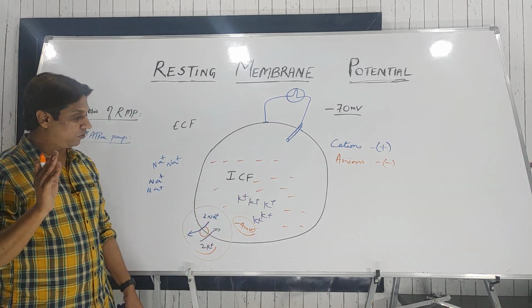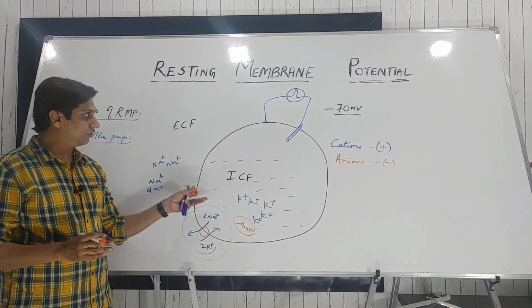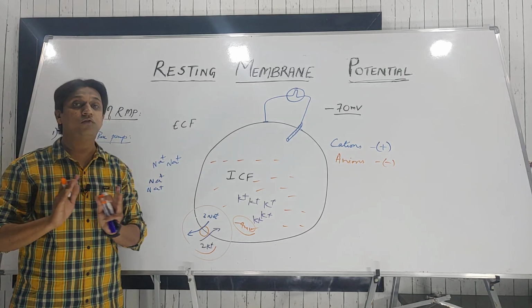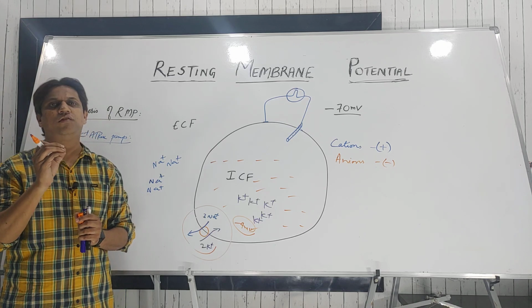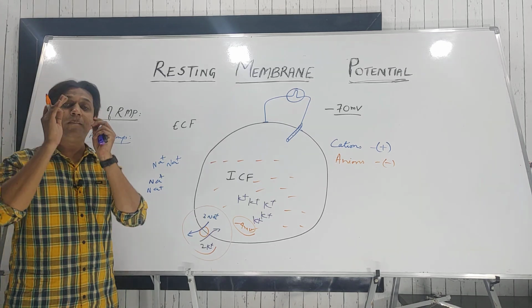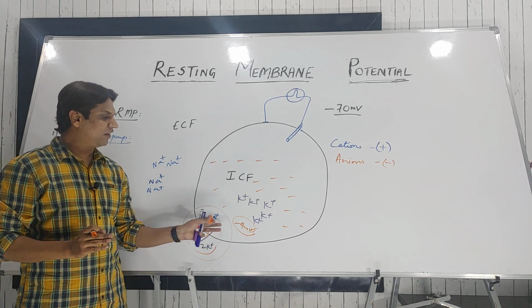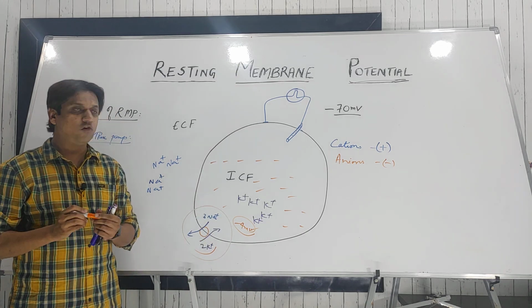Remember, most students think that the resting membrane potential is mainly due to the sodium potassium pump. No, it has a minor role in the genesis of the resting membrane potential, but it is not the main reason. It will just generate a negativity of around minus 4 millivolt.